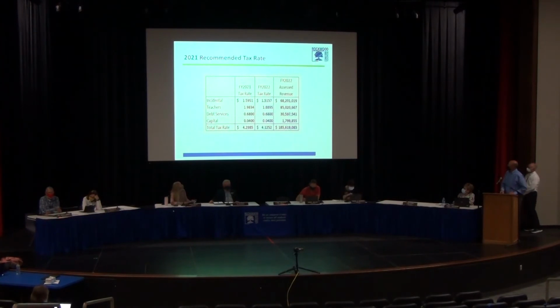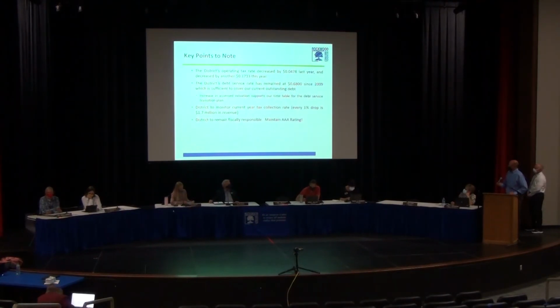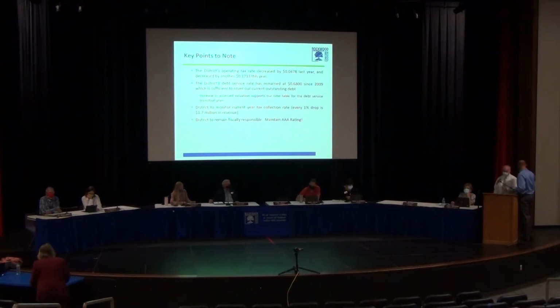So here's our recommended tax rate. It just shows a comparison as to what it was last year of 4.2985. We're proposing a tax rate, running all our calculations through the state auditor's forms, of 4.1252, and our assessed revenue of 185.6 million that supports all of our funds. And then a couple of key points. I think Paul's just going to jump back in and recap it.